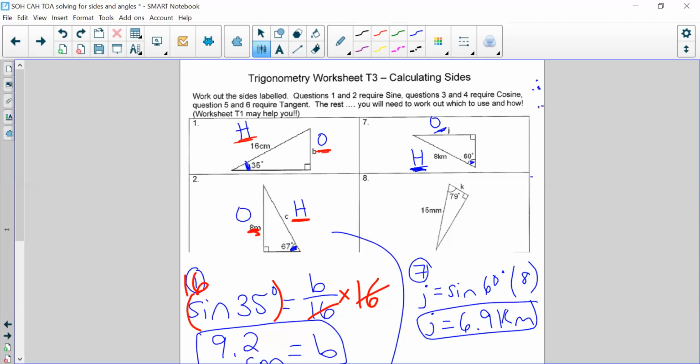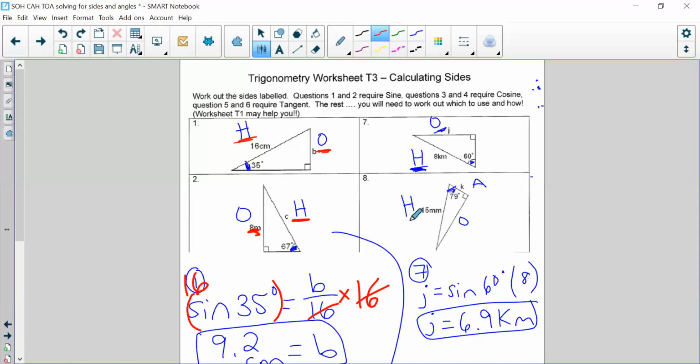Okay, we'll do one more here. Hopefully this one is not a sine question. Hopefully it's the other ratios. Number 8, my angle's here. My hypotenuse is across from the 90. Adjacent is attached to my angle. Opposite is all the way across.